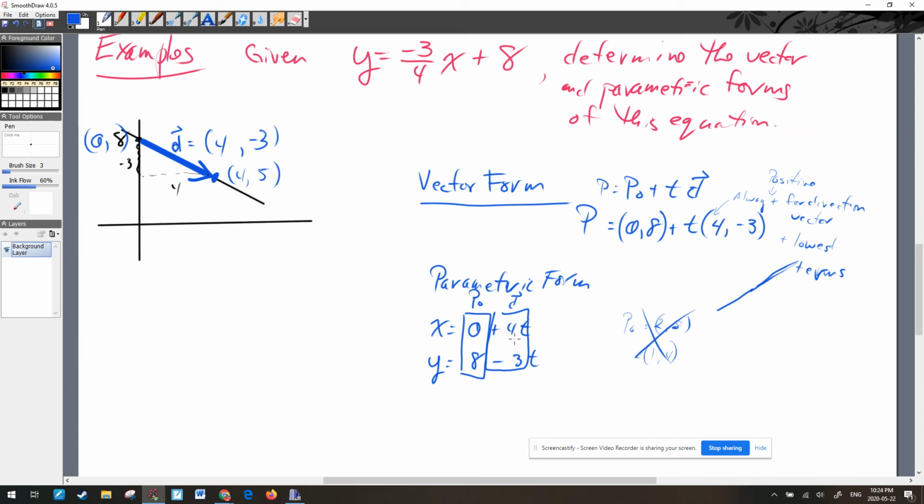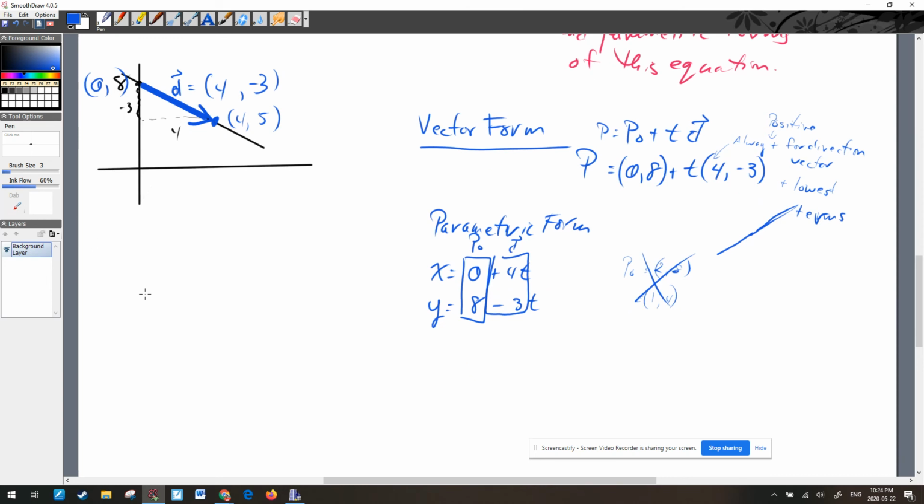So how can we use this? Let's look at another example. Given the line, I'll give you a vector form: xy is equal to 7, 1 plus t times, I don't know, 3, -2. So there's a line.